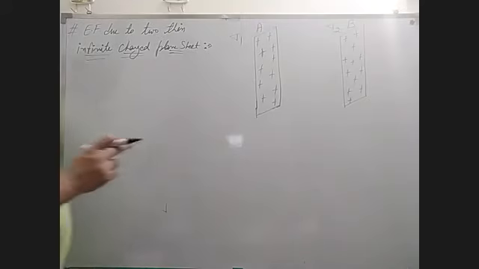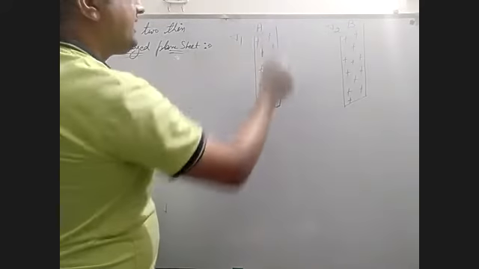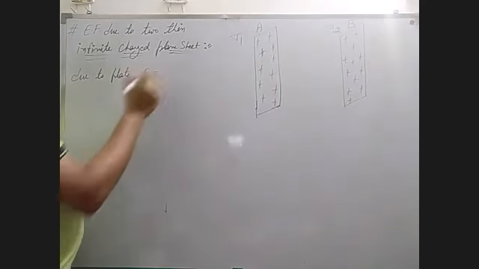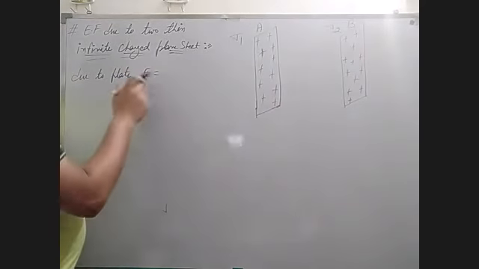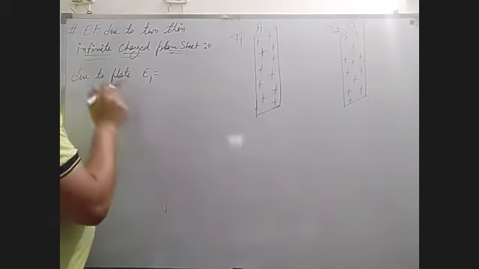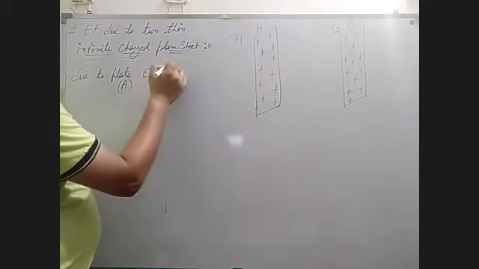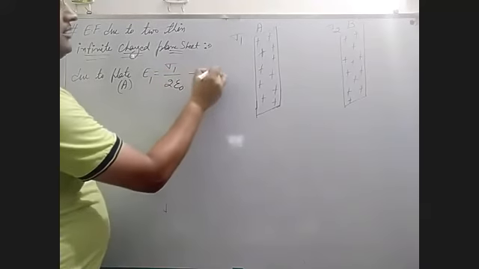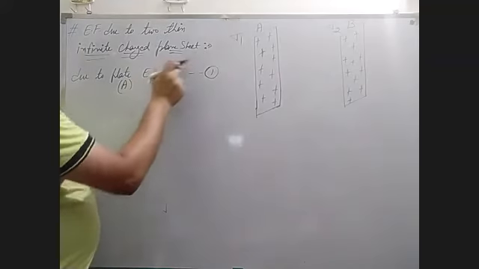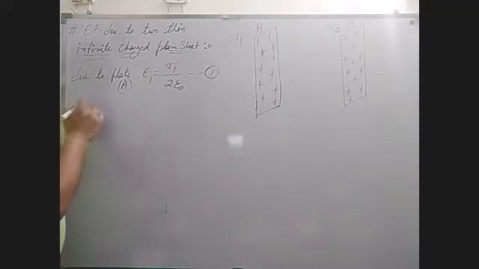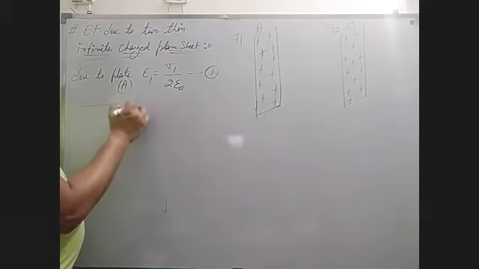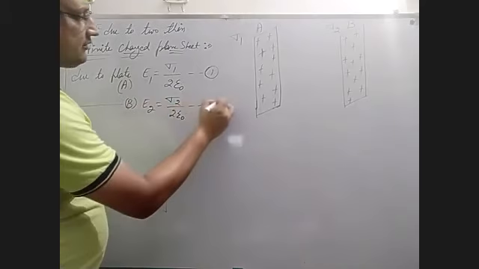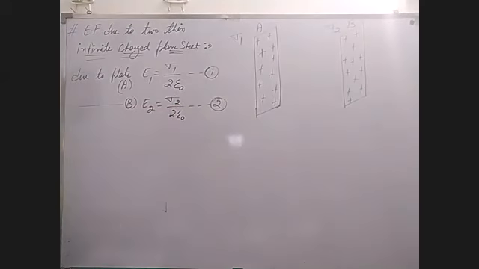Now, the electric field due to plate A, what is the value of electric field? According to the previous topic, we can take this value E1 for plate A as sigma 1 upon 2 epsilon naught. Yes or no? E1 is equal to sigma 1 upon 2 epsilon naught. Similarly, due to plate B, the electric field is sigma 2 upon 2 epsilon naught. This is equation second.